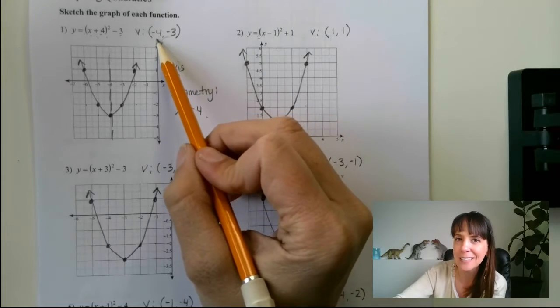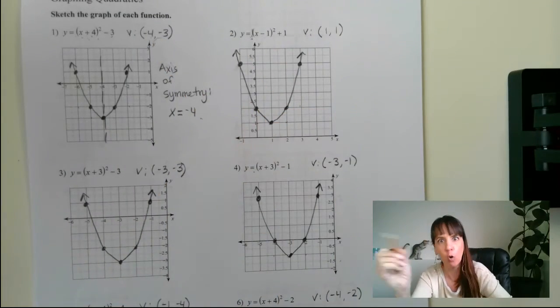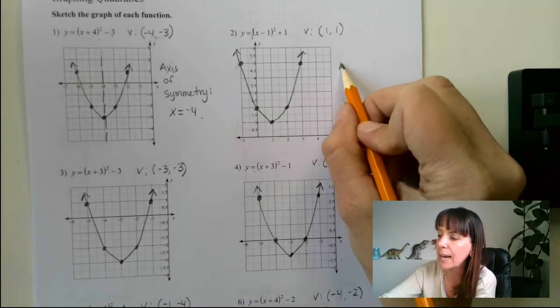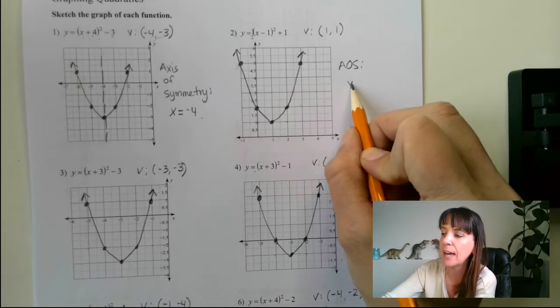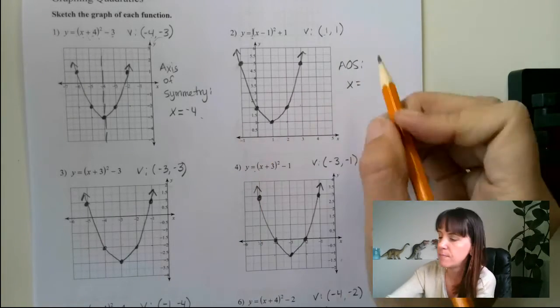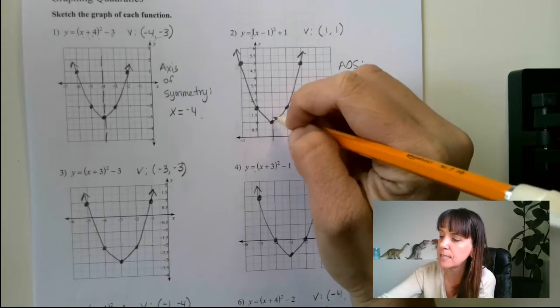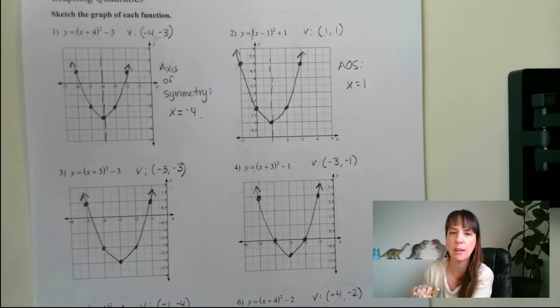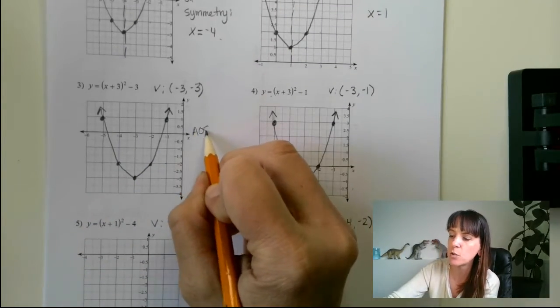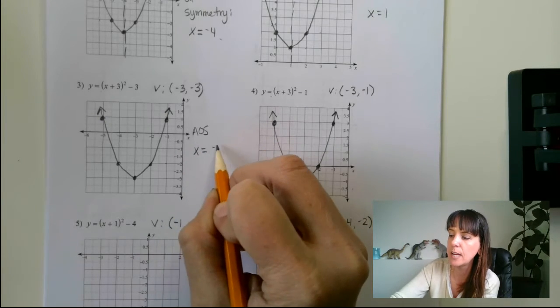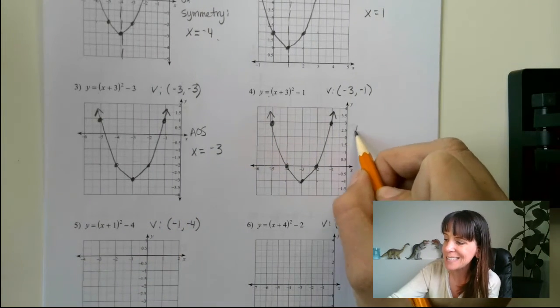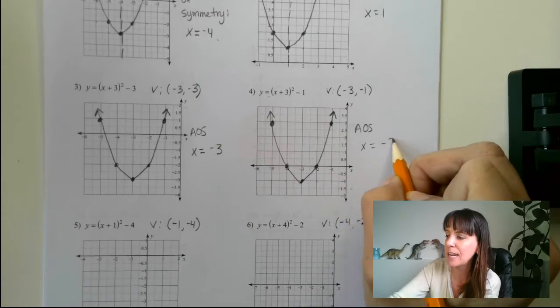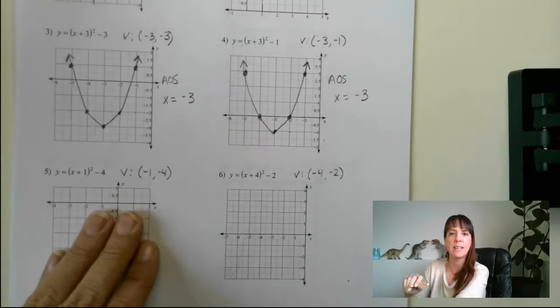Notice that's your x in your vertex, right? It's the first one because you're going over that many and then down. So your axis of symmetry is going to be x equals 1. And sure enough, you'll see we have a nice dashed line. Whatever happens on one side happens on the other. Your axis of symmetry here is x equals -3. Axis of symmetry here, same thing, x equals -3. So you get the idea on those guys, okay?